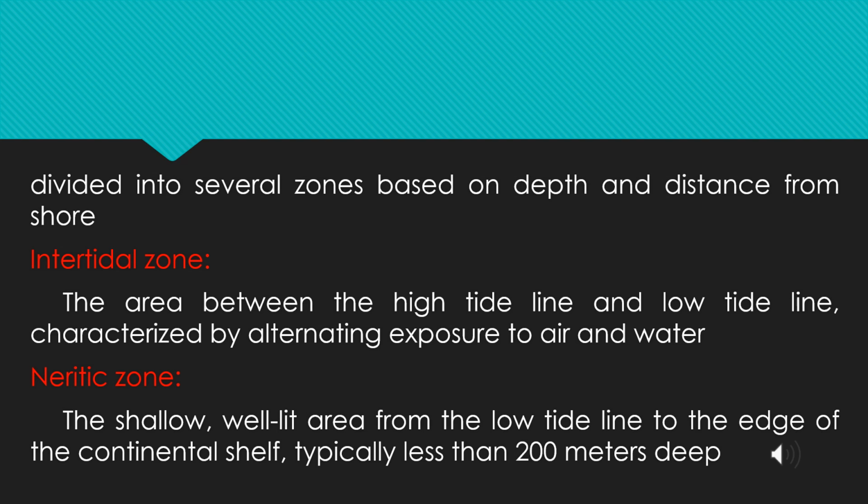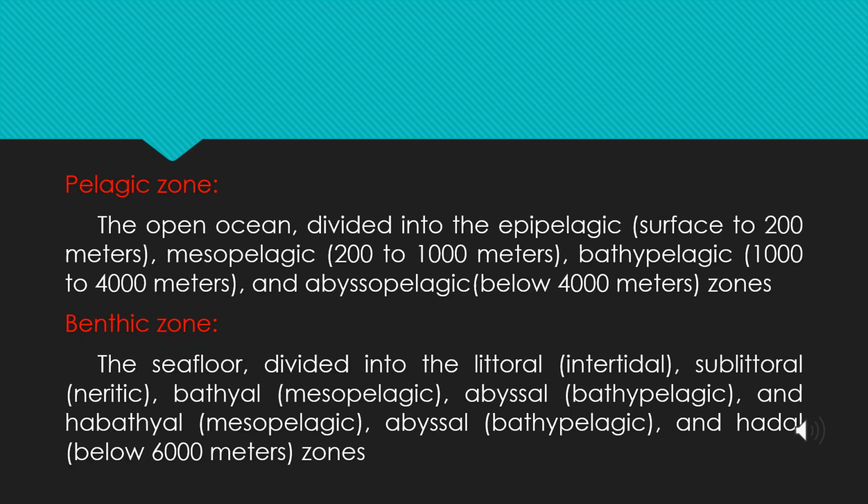First zone is the intertidal zone, the area between the high tide line and low tide line, characterized by the alternating exposure to air and water. Neritic zone, the shallow well-lit area from the low tide line to the edge of the continental shelf, typically less than 200 meters deep. Third one is the pelagic zone, the open ocean divided into four.